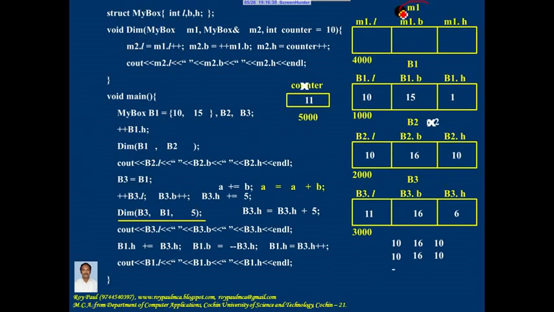So like this, new memory is allocated for M1. Now B3 should be passed to M1. So what is B3? 11, 16, 6. So this becomes 11, 16, 6.